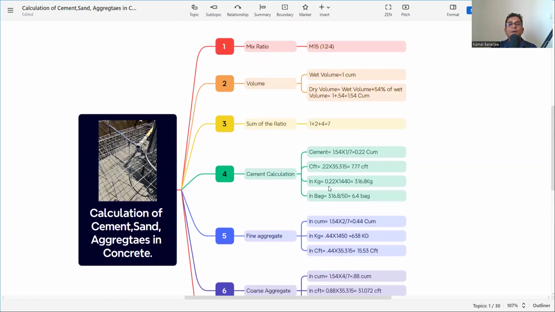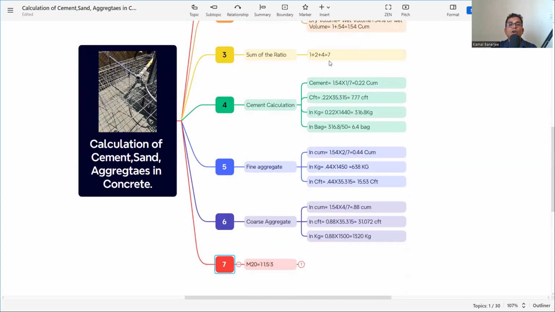It's so simple. Let's summarize. First, we need to know the mix ratio, that is 1:2:4. Then we need to convert it from the wet volume to the dry volume. If it is 1 cubic meter, then the dry volume will be 1.54 cubic meter, and every calculation is to be made on the basis of dry volume. The sum of the ratio 1:2:4 is equal to 7, and for cement, it is 1.54 into 1 part of cement divided by the total sum of the ratio, that is 7.